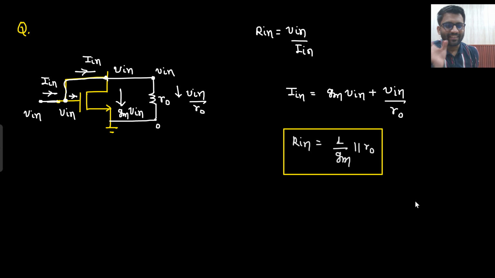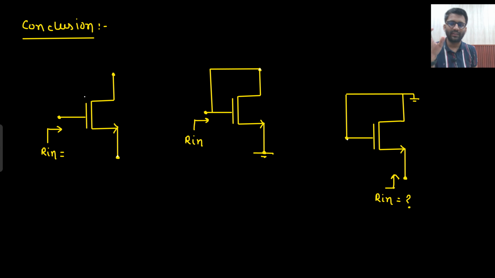We calculated R in. That was also coming out to be 1 by GM parallel with R naught. So first thing, you don't need to mug up these results. You can derive it in the examination, or we will write down the conclusion now. So let's see the conclusion. This circuit is given and you need to tell the R in value. So what will you do? Sir, I will apply V in and get I in out of it. This is what you will think in the examination.